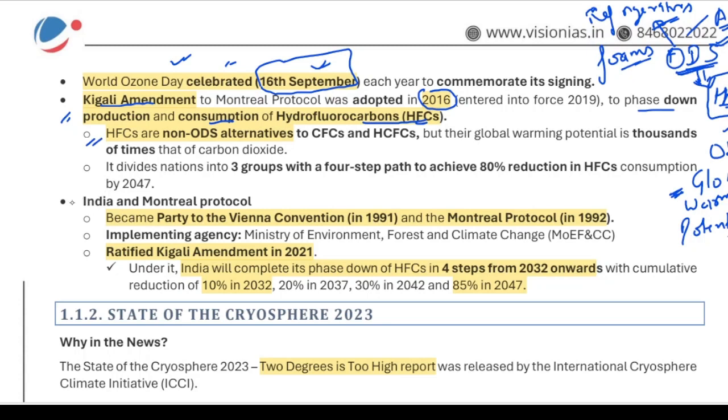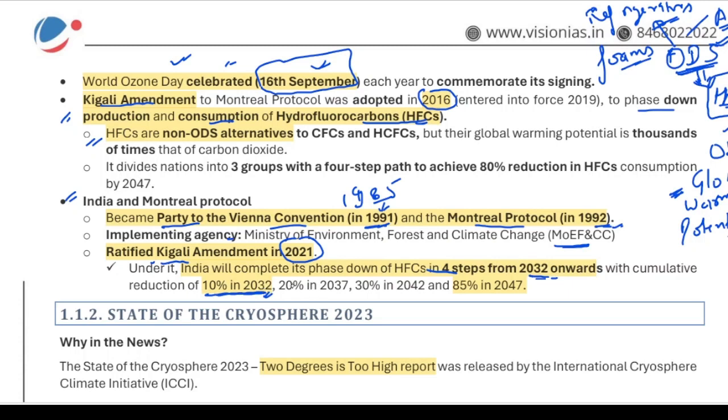Now, India and the Montreal Protocol. India became party to the Vienna Convention in 1991. Though it started in 1985, we became party in 1991, and party to the Montreal Protocol in 1992. The implementing agency is the Ministry of Environment, Forest and Climate Change. We also ratified the Kigali Agreement in 2021. It is a four-step process and will start in 2032, with a 10% reduction in India. The 10% reduction will be started by 2032.